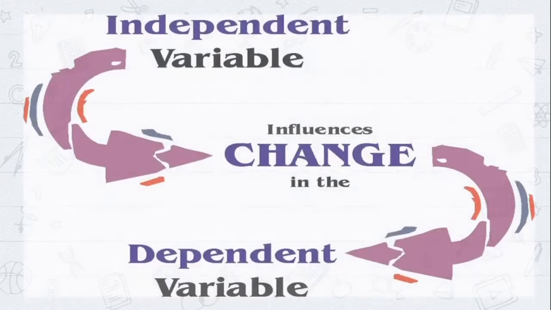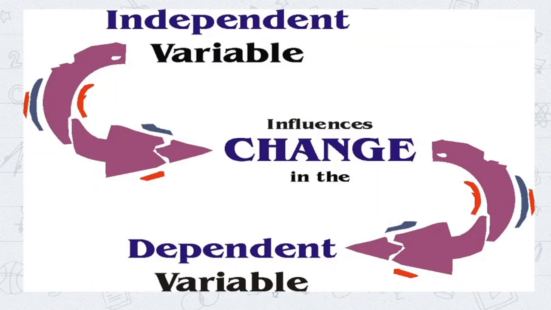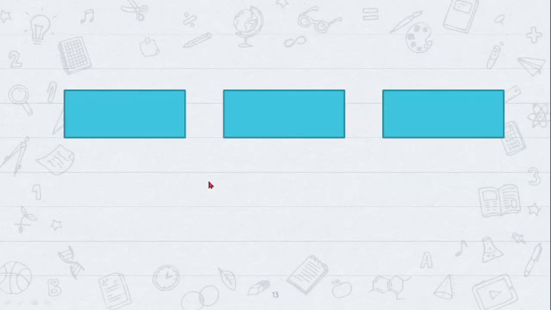Now, it is very important to remember that the independent variable influences the change in the dependent variable. I will repeat: the independent variable, or the factor that we want to change or manipulate, influences the change in the dependent variable, or the factor that we want to observe or measure. Other than that, the control variables should be kept the same or constant. So let us have another example.